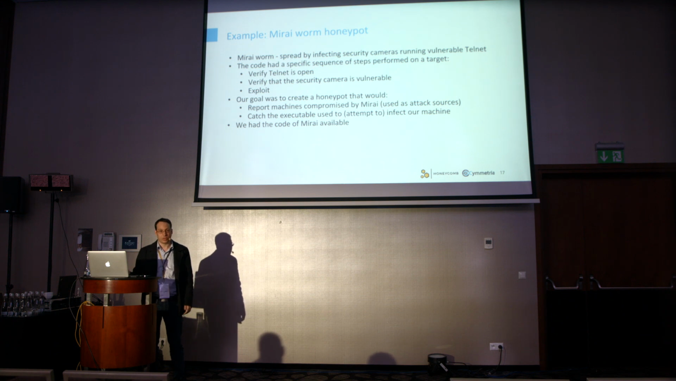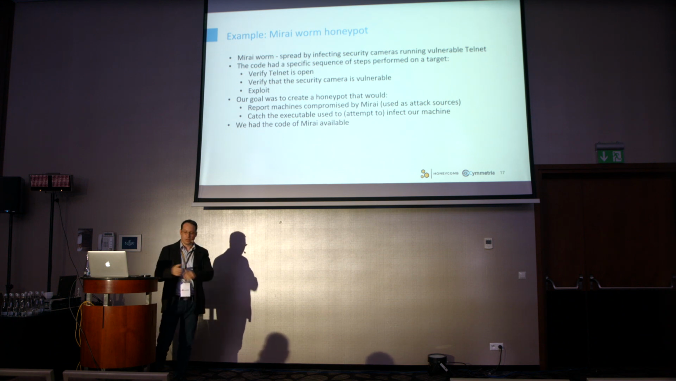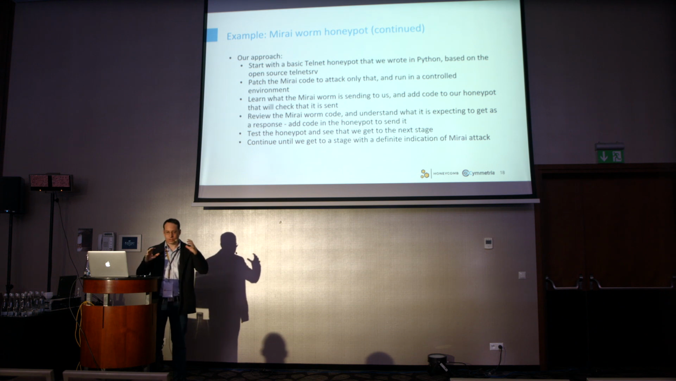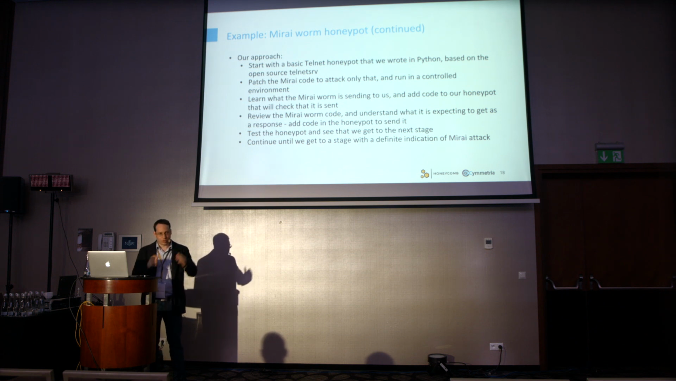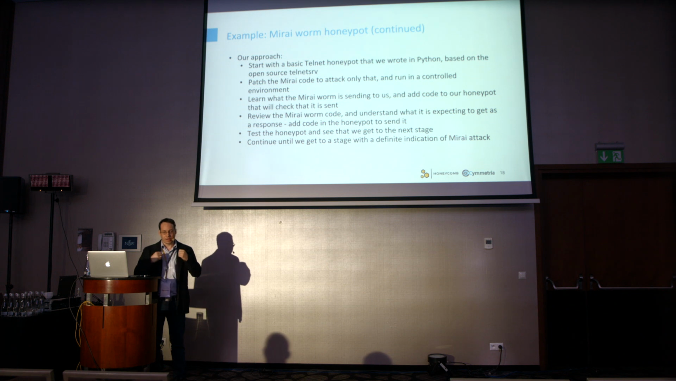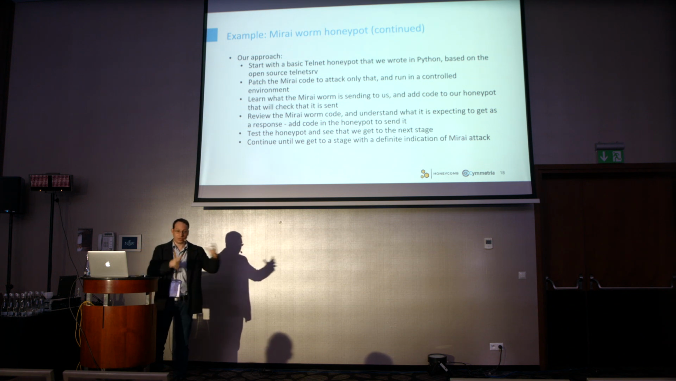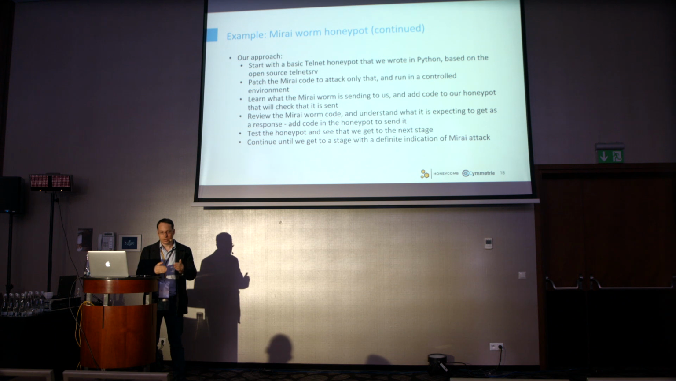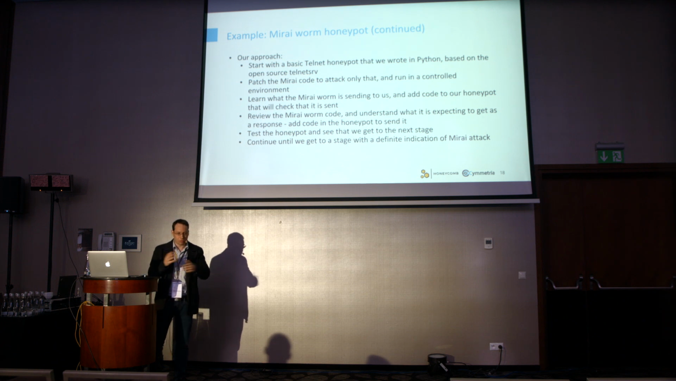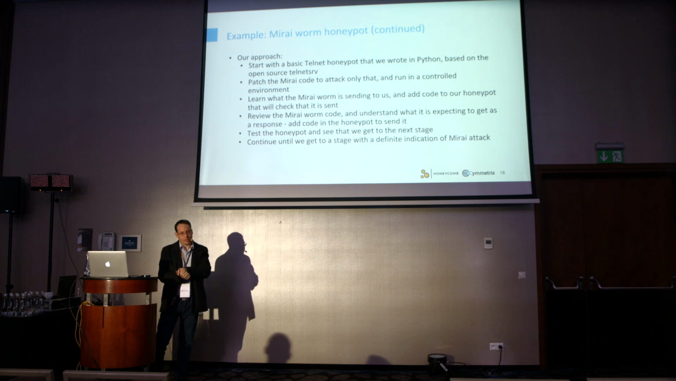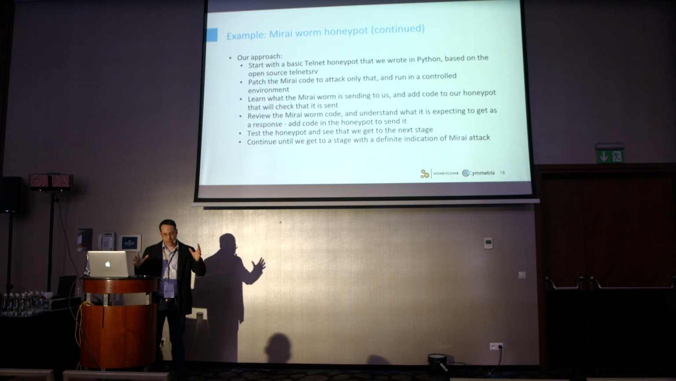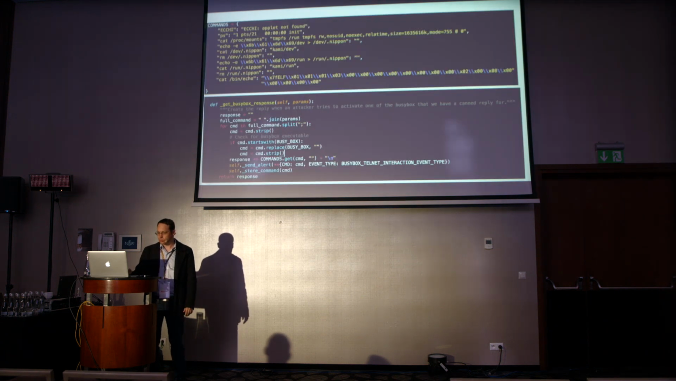And it helps because we also had Mirai code available and we could compile it. We could change it. We patched it to only attack our server. And we learned what it was sending to us, and we modified our code to accept it and make sure that it answered those specific requests. If we got stuck, we reviewed the Mirai code, and then we tested it again and again until Mirai reported success and our code said, hey, this is the signature for Mirai. And then we had a definite indication of Mirai, and we released that.